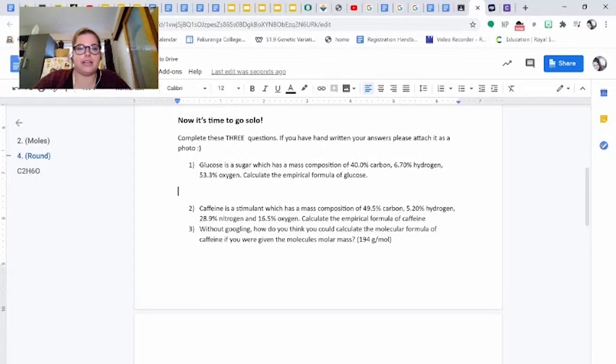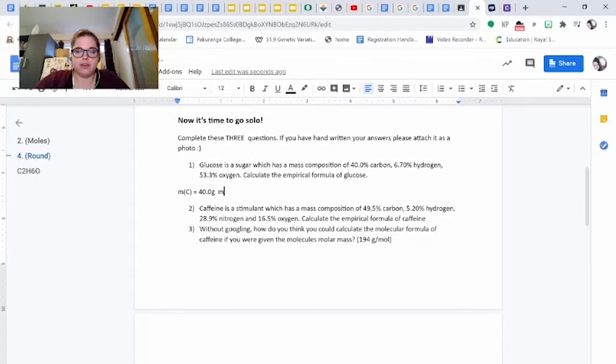Glucose is a sugar, which has a mass composition of 40% carbon, 6.7% hydrogen, and 53.3% oxygen. So first let's do our masses. Our mass of carbon, in a 100 gram sample, is 40 grams.